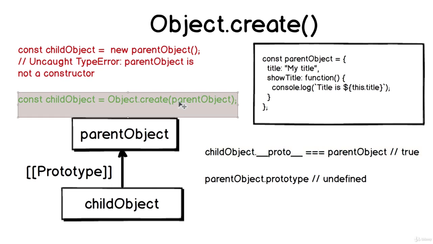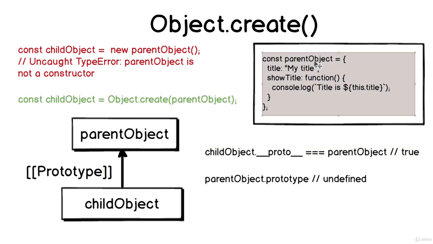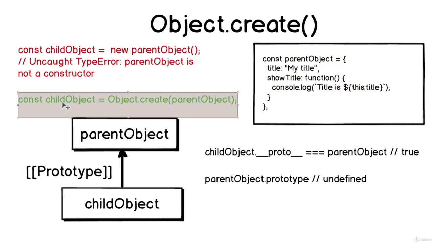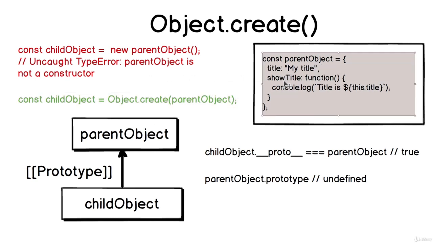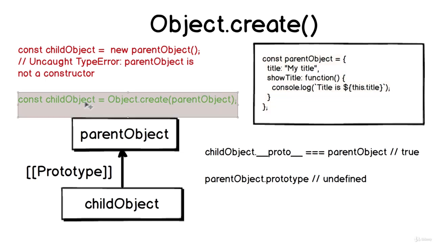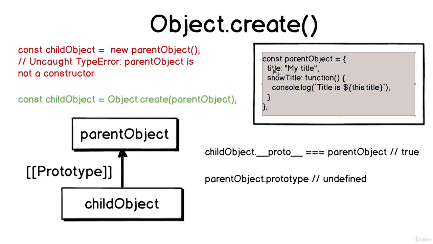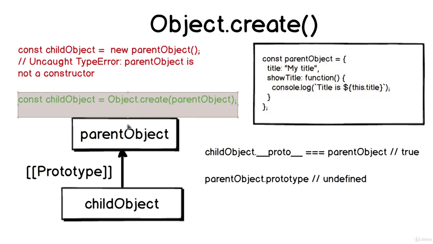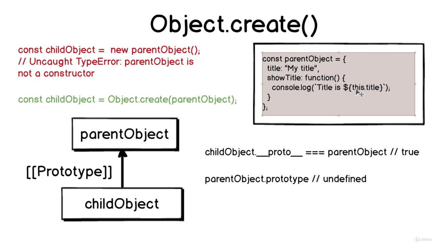After this operation, any method that is available here in the parent object will be available for the child object because of inheritance. So this showTitle method will be available for this child object. Please note that title here is a property of the parent object. If you want to set title for the child object, you need to do that separately after this command. And if title is set for the child object, and you call showTitle on the child object, you will get the correct message in the console: title is, and the title of the child object.